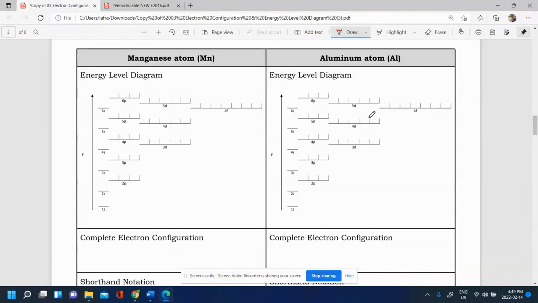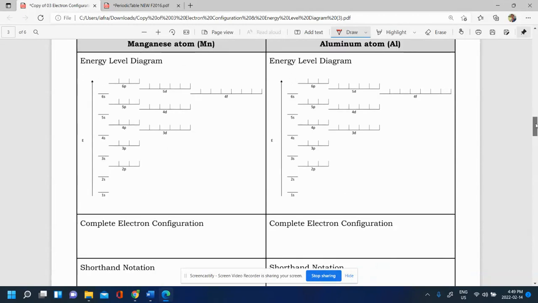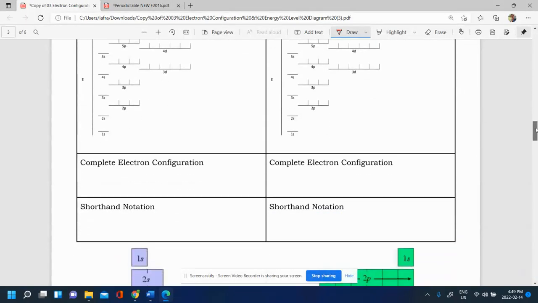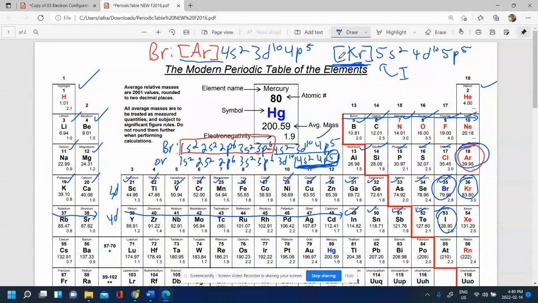In this video, we're going to complete the examples for manganese and aluminum. We're going to make some electron configurations for these elements, and then we're also going to draw an energy level diagram. So we're going to start off with the electron configuration for manganese. I want to do that first using our periodic table technique.